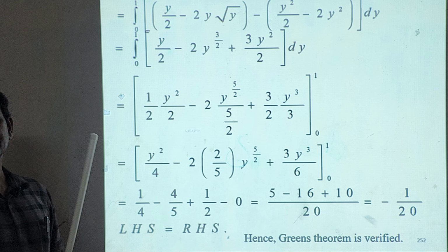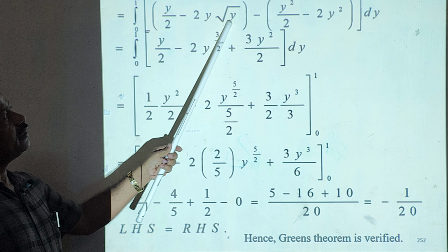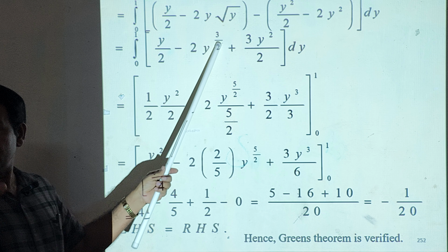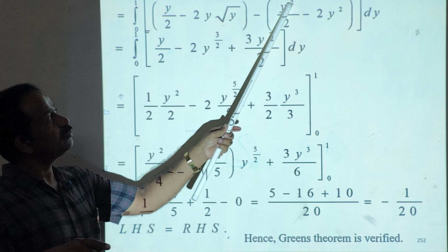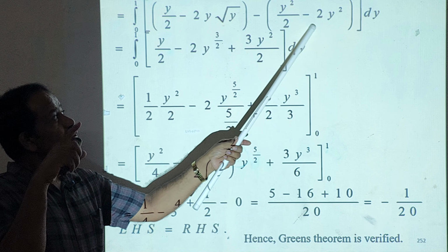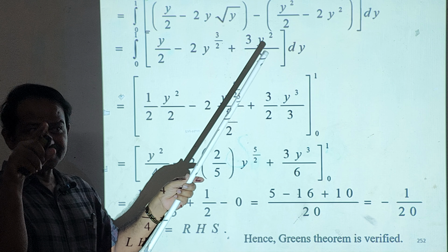I have written the same thing here. Now y by 2, 2y, here y to the power 1 by 2. So y into y to the power 1 by 2 will give you y to the power 3 by 2. Is it okay? Simple. And here it is y squared by 2 minus 2y squared. Take the LCM. Will give you y squared minus 4y squared by 2. So that will give you minus 3y squared by 2.